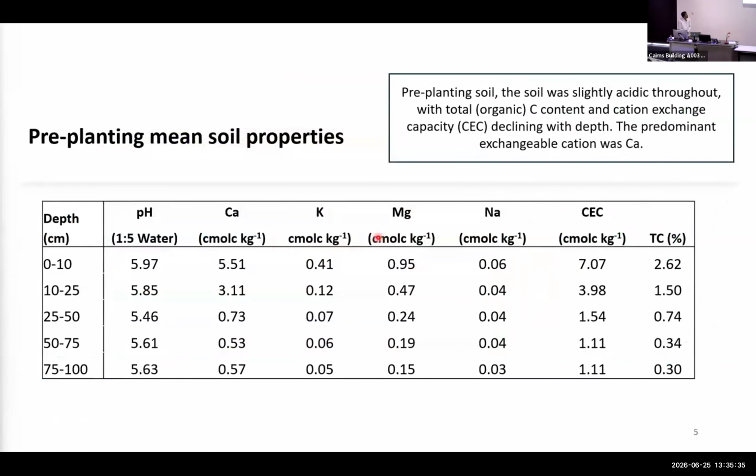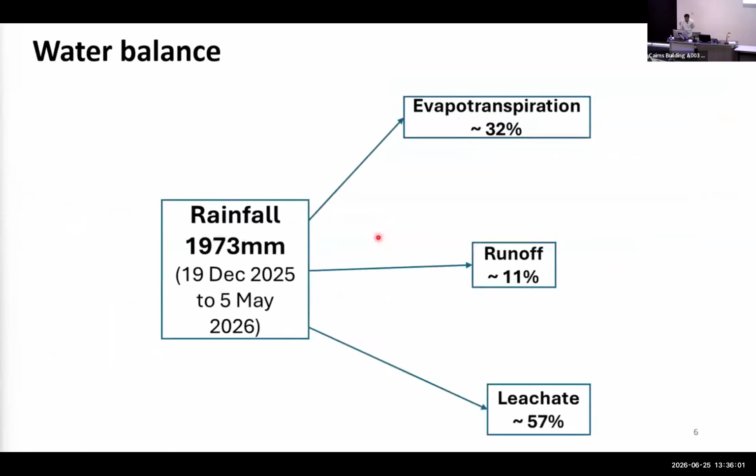This is the pre-planting soil properties. We analyzed up to 5 depths up to 1 meter, and the pH is slightly acidic and, with some inconsistencies, decreased with depth. The dominant non-acidic cation is calcium. The cation exchange capacity and total carbon were low, and they decreased with depth.